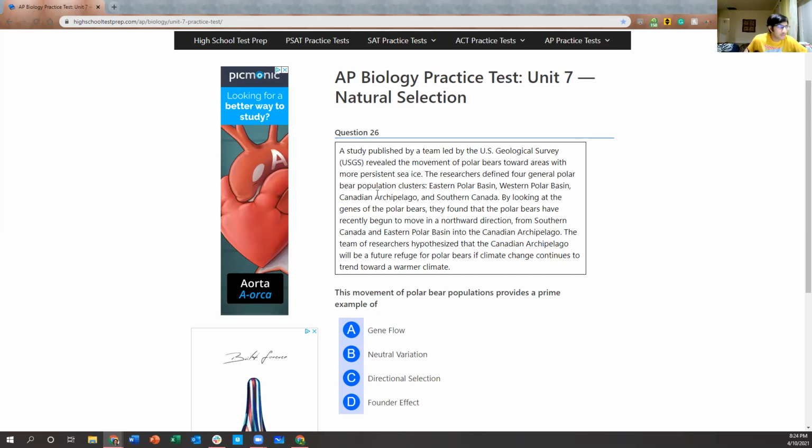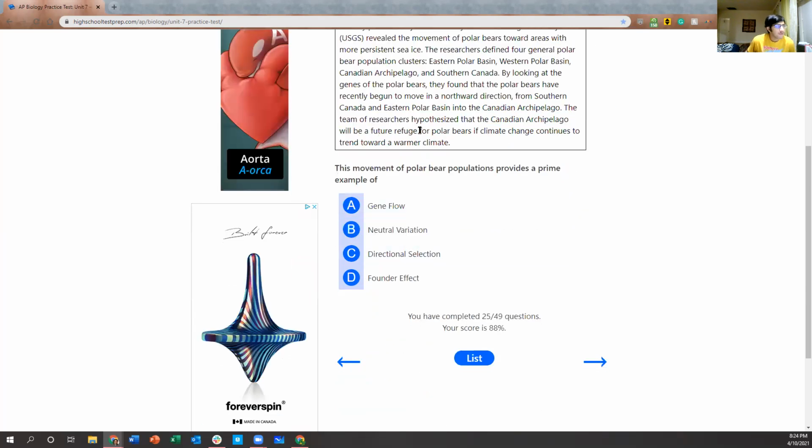Researchers defined 4 general polar bear population clusters. Okay, looking at the genes, they found that the polar bears have recently begun to move in a northward direction from South Canada. Okay, so they're moving further north. That makes sense, probably because the sea levels are rising, and therefore they want to move further north where it's colder, right? The team of researchers hypothesized that the Canadian archipelago will be a future refuge for polar bears if climate change continues toward a warmer climate.